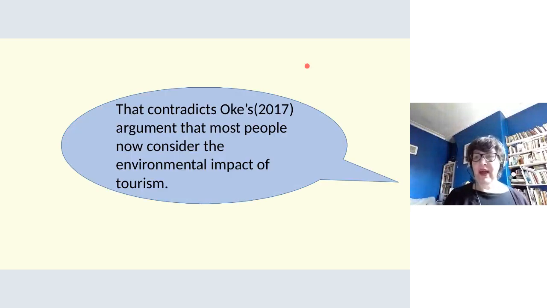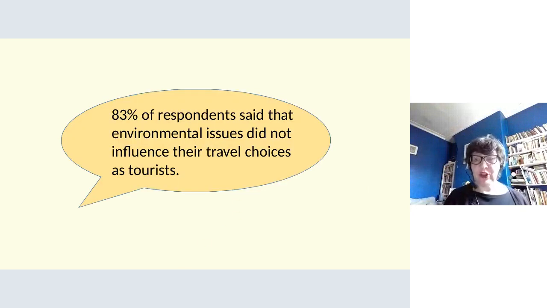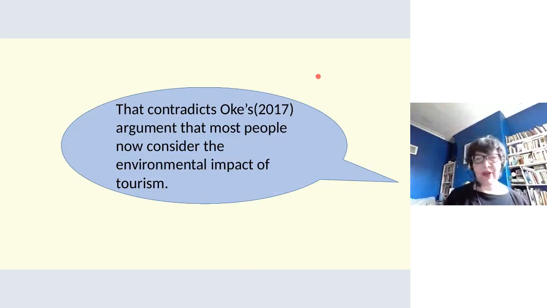Then you follow it up with, that contradicts OK's 2017 argument that most people now consider the environmental impact of tourism. Because remember, you've just said 83%, that's a big majority of people you asked, said it didn't matter, it didn't influence. But OK says most people now do think of the environment. So why are they so different?